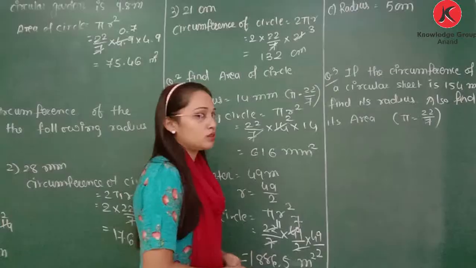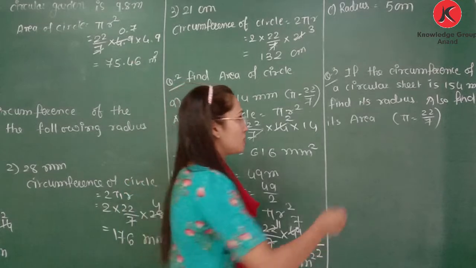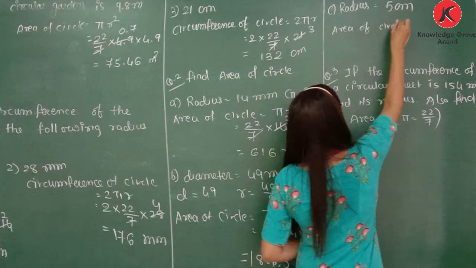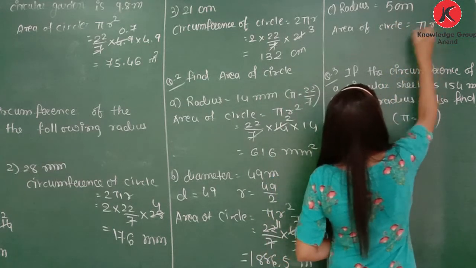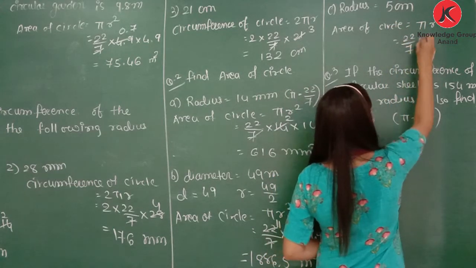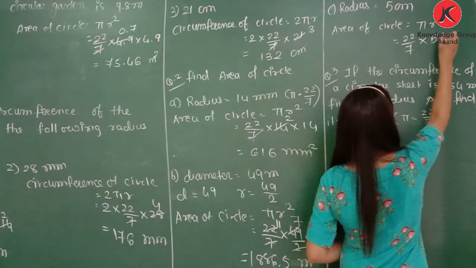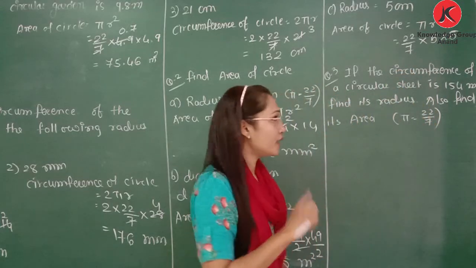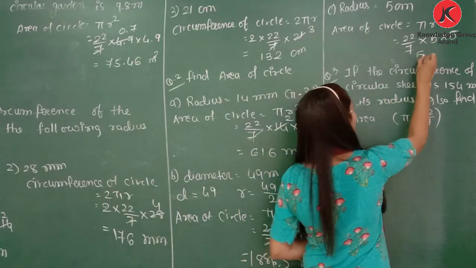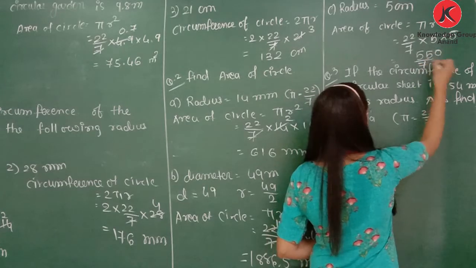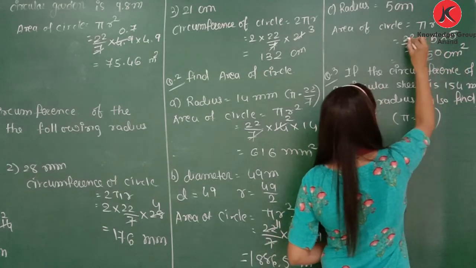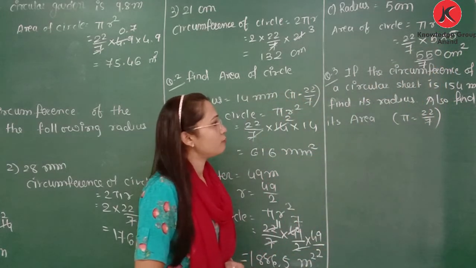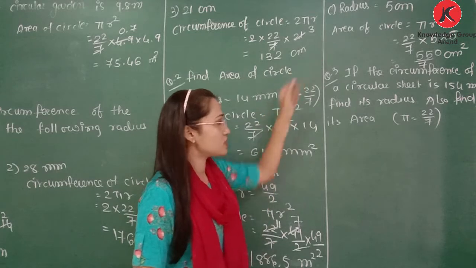Okay, next one. So next one, radius is 5 centimeter. So we can write area of a circle, that is pi r square. Here we need to take pi 22 by 7. You can also take 3.14. If you multiply 22 with 5 and 5, you will get 550. So that is 550 centimeter square.